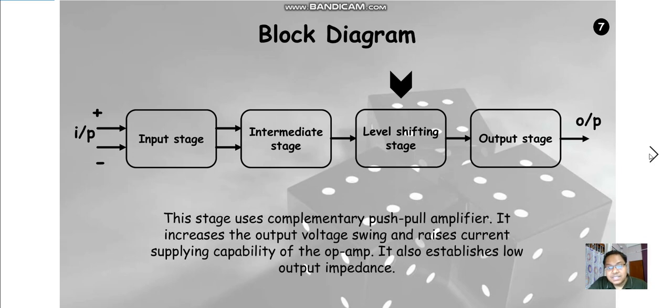Followed by the level shifting stage is very important. Actually, this stage plays the role of a level shifter. That is why we always call this a complementary push-pull amplifier also. It increases the output voltage swing and raises the current supply capability of the op-amp. That is very important. So the level shifting stage plays a major role before we get to the output stage.